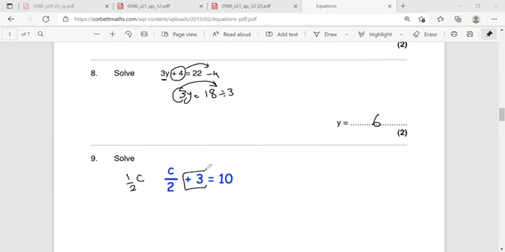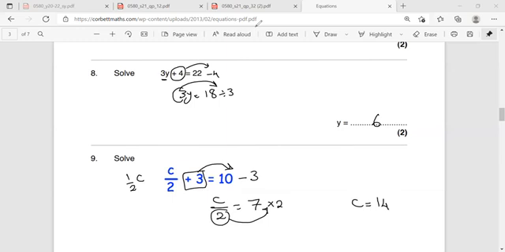First of all, it's the same thing that is going to happen. I will move the 3 to the other side as minus 3. C over 2 equals 10 minus 3, which is 7. After that, 2 here is in the denominator, meaning c divided by 2. I will move it to the other side as multiplication. So the final answer is going to be c equals 14.